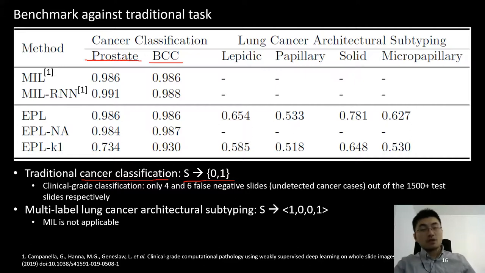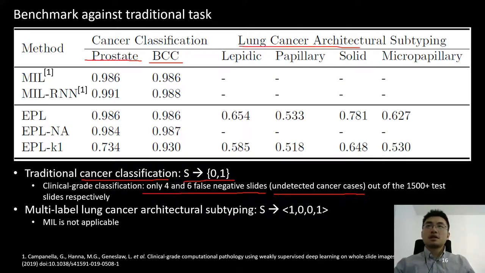For our proposed end-to-end part learning method, we can also combine this concurrently trained loss, but it's violating the nature of end-to-end for our proposed method. So we didn't use it, but nevertheless, our proposed EPO also reached comparable results, which is clinical grade on these two very big data sets. We had only 4 and 6 false negative slides, i.e. the undetected cancer cases out of more than 1500 test slides. This result is fantastic.